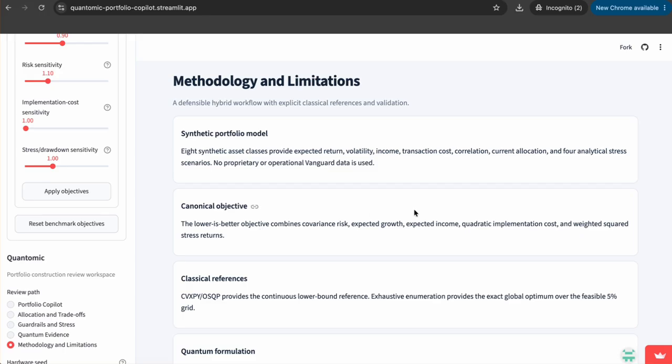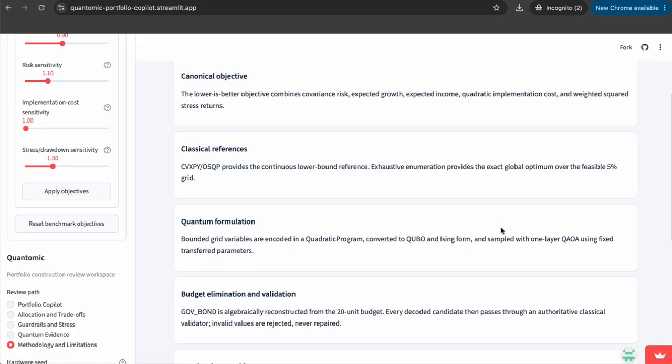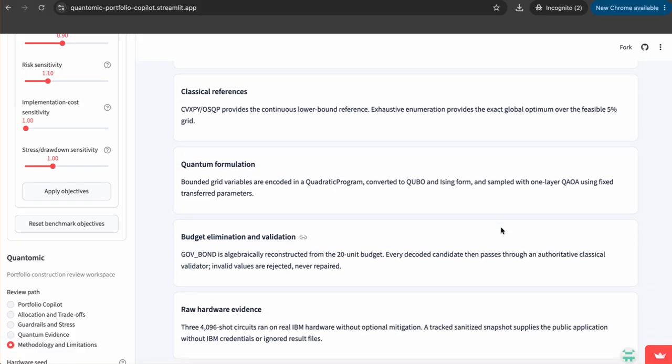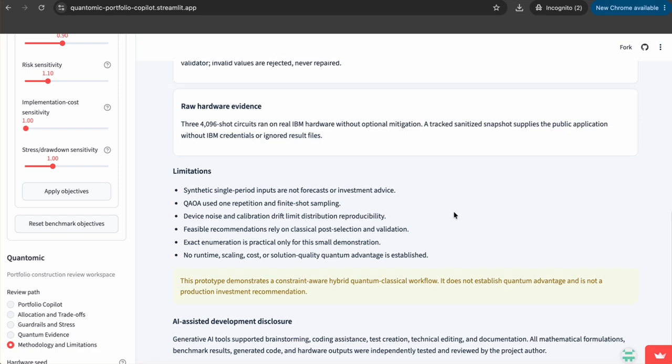The data is synthetic, the benchmark is reproducible, and every result is compared against classical methods. Quantum output is never trusted automatically. Every candidate must pass the same independent validation process. You can see some other limitations here.